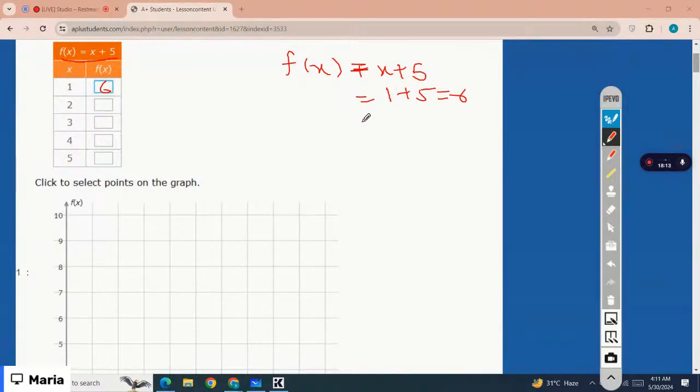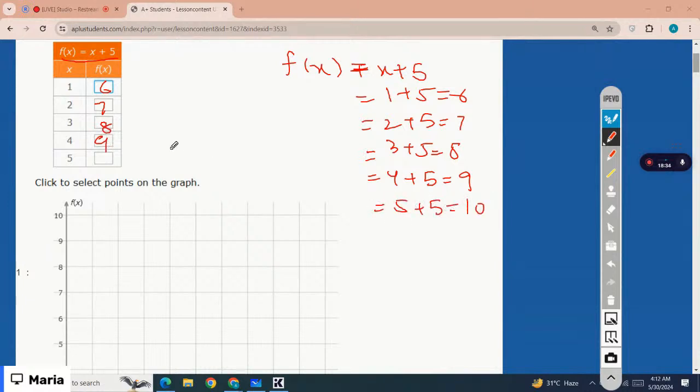When x is 2, f of x is 7. When x is 3, f of x is 8. When x is 4, f of 4 is 9. When x is 5, f of 5 is 10. So you can complete the table like this. You need to use the equation, replace the x with the values, and now your table is completed, right?